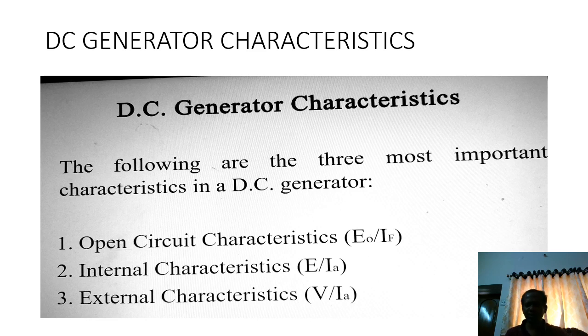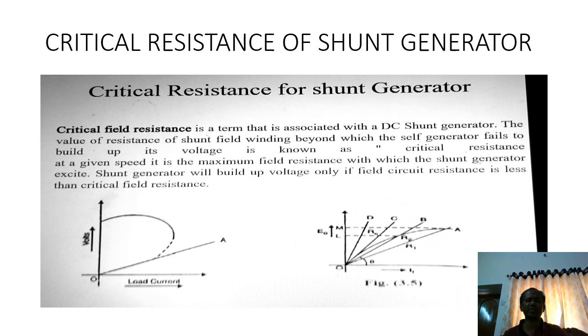First of all, I am going to discuss the separately excited DC generator and its characteristics. Already we know the derivation and circuit diagram. Now we are going to learn about the characteristics of the separately excited DC generator. Before that, some important points you can note. Critical resistance for shunt generator. Here these are the different characteristics for compound and shunt generators.